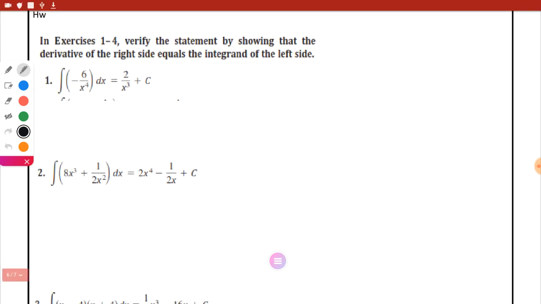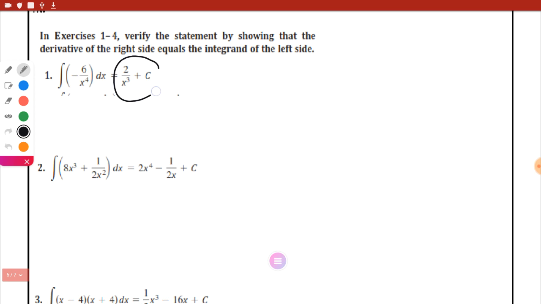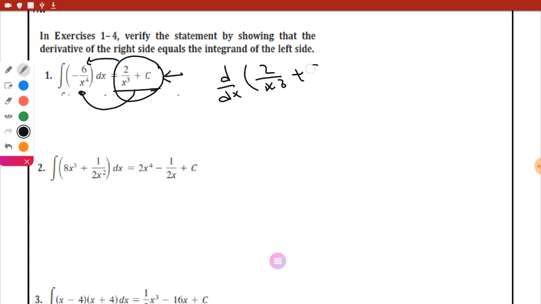Look here, in exercises 1 to 4, according to your textbook, verify the statement by showing that the derivative of the right side equals the integrand function of the left-hand side. Look, that is the antiderivative of the given function. That is the result on the right-hand side, the antiderivative of the integrand function. I'd like to show you that it is right. Finding the derivative of the antiderivative will give you the integrand function. Find the derivative d by dx for the right-hand side, x to power 3 plus c. It must equal the integrand function in the left-hand side.